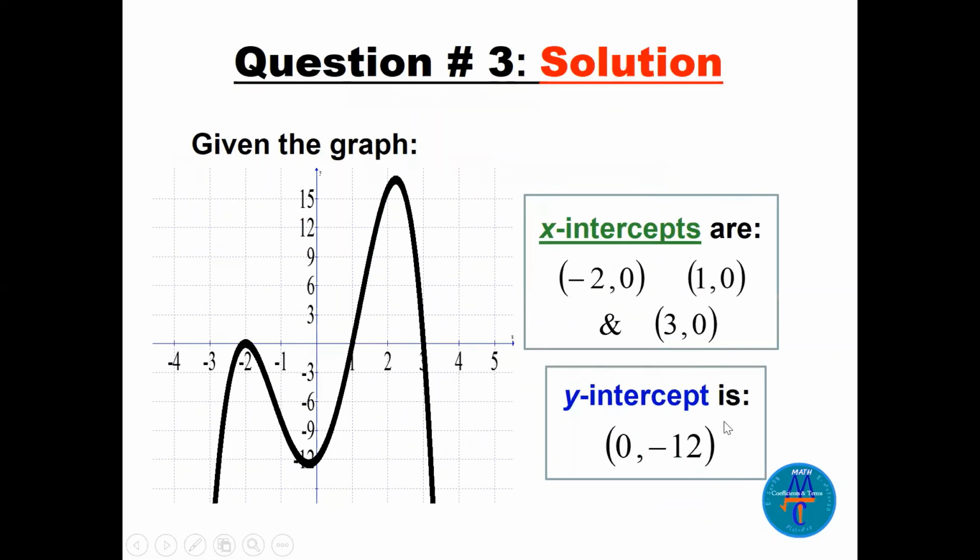All right. So the x-intercepts, we can write as the number and then y equals 0: (-2, 0), (1, 0), (3, 0). So there are 3 x-intercepts in this question. The y-intercept is (0, -12). It's one point here, coordinates (0, -12). Okay, good.